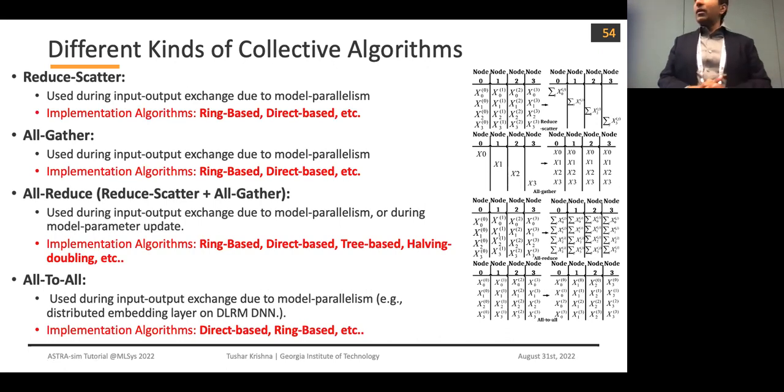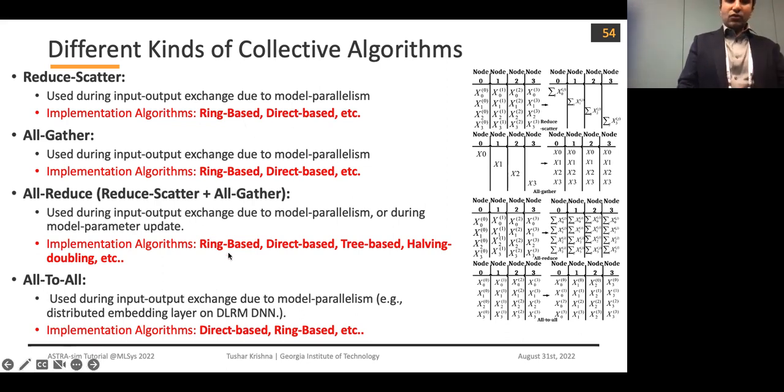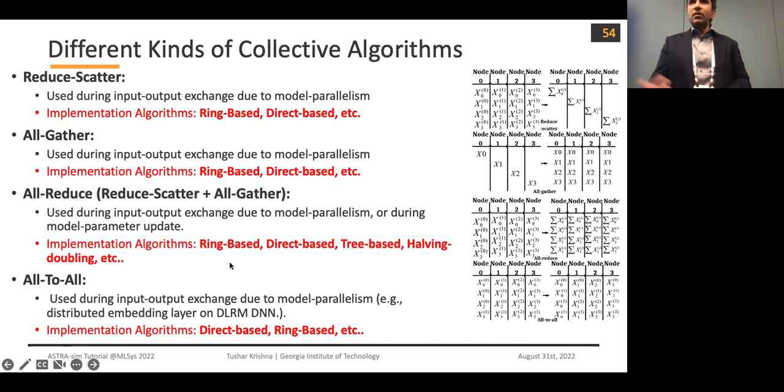Now, the interesting thing is there is the mathematical requirement of the collective, and there is the actual implementation of that collective. And there can be several ways of implementing a collective. So, for a reduce scatter, you might have ring-based, direct, and so on. And I'll briefly talk about this in the next 2 slides and what that means. So let me start with an example.